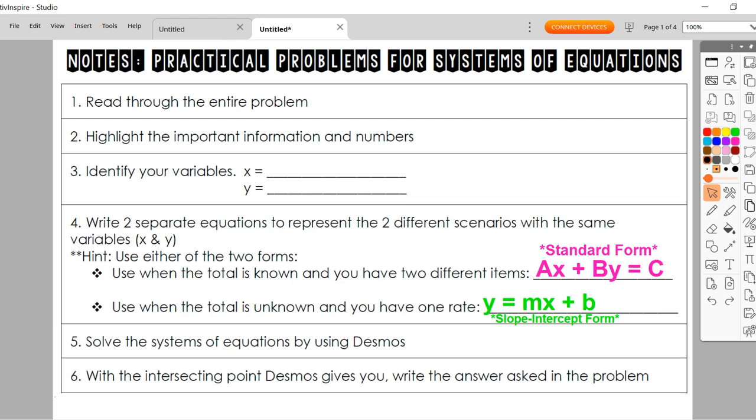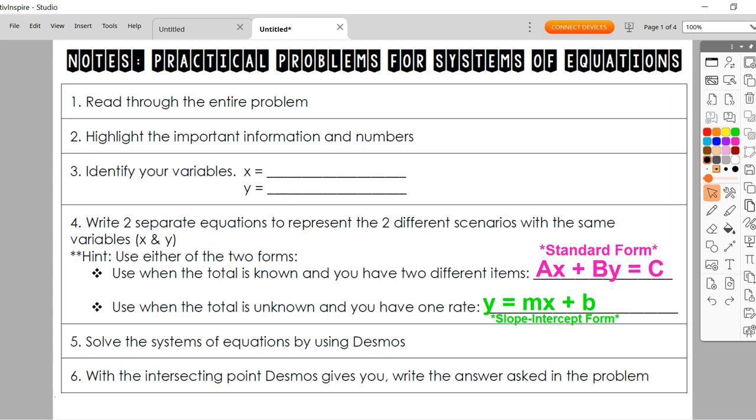Step number 4 is the most important step because we have to write 2 separate equations to represent the 2 different scenarios we're dealing with in the word problem. They'll use the same variables, like I said, x and y. A hint to you is that you want to use the 2 following forms. We use standard form when the total is known and we have 2 different items. Standard form, as a reminder, is ax plus by equals c.